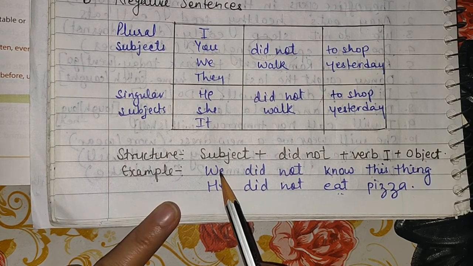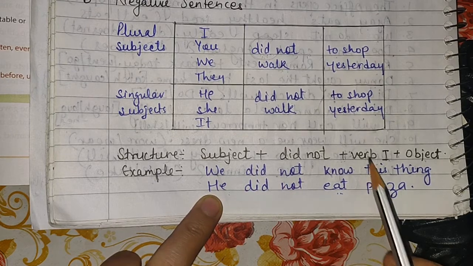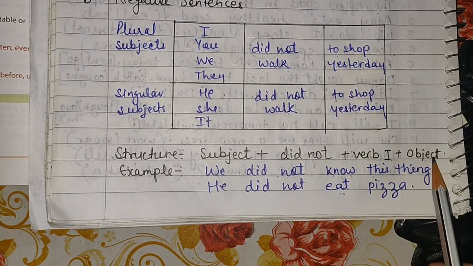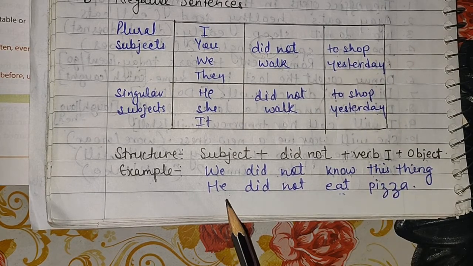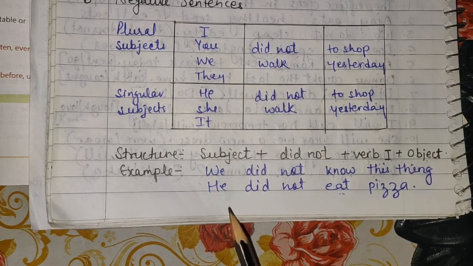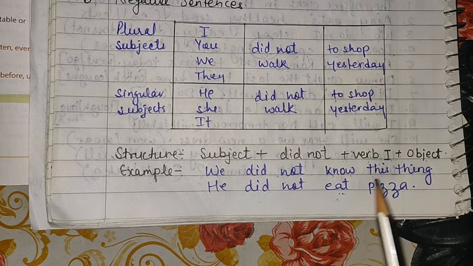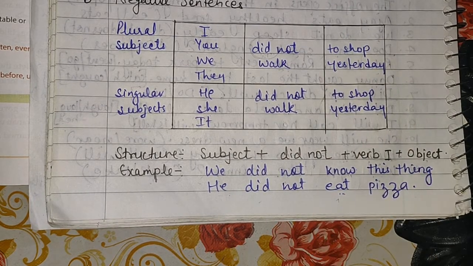In the place of subject I have used we. Did not, same. Verb I have written know. This thing is your object. So know is the verb in the first form. He, subject singular, same. Did not. Eat is the verb in the first form and pizza is the object. So he did not eat pizza.